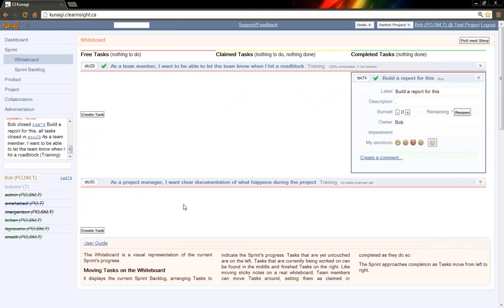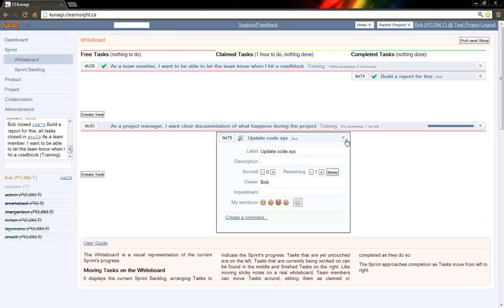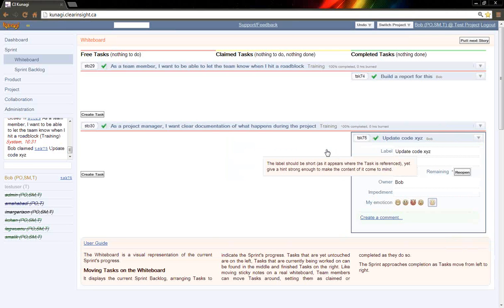And maybe someone else on the team sees this story and says, I know what that one is. And I can come in here and say, update code XYZ. So I can claim that and mark that done.